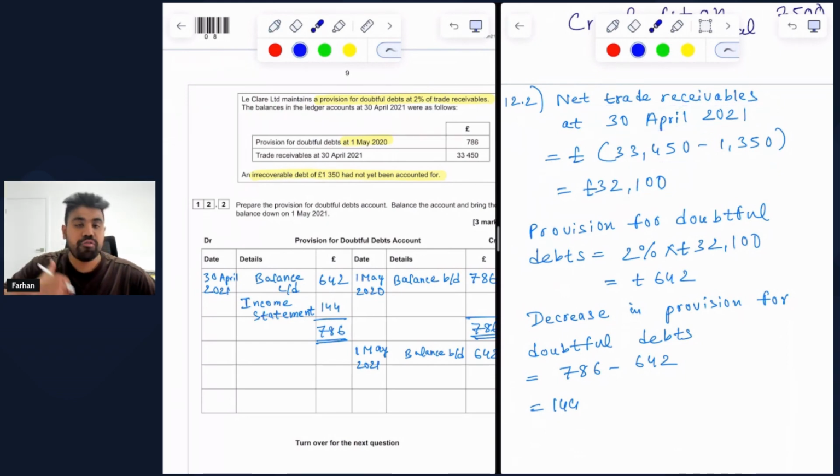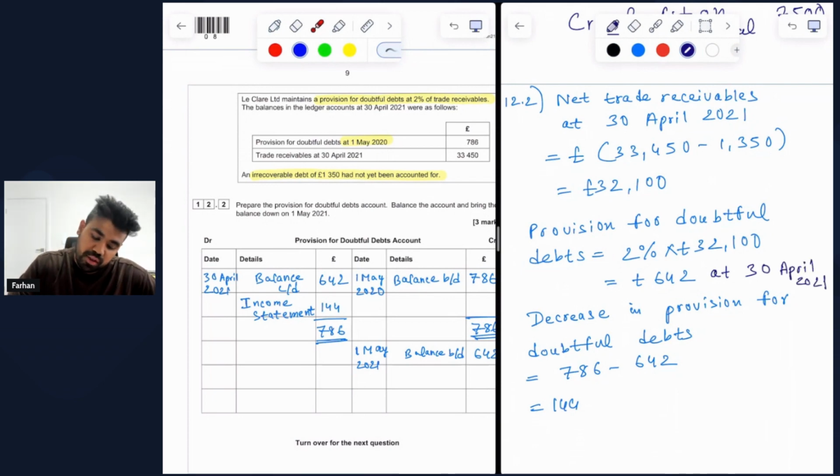Okay. Now, if you want to find the provision for doubtful debts, which is 2% of trade receivables, you just simply apply 2% on the net amount. Why the net amount again? Because 1,350 was a bad debt. So that cannot be a part of the calculation for provision for doubtful debts. So it's always the net amount when you want to calculate the provision for doubtful debts. So 2% applied on £32,100, and we get £642 as the provision for doubtful debts at 30 April 2021.